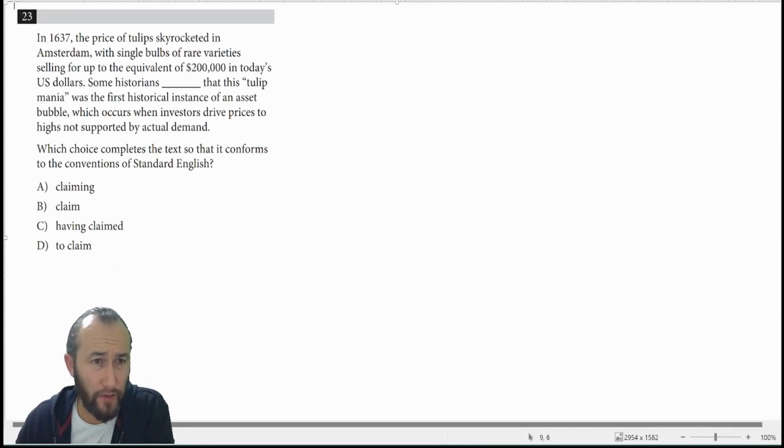As you can see here, I have extracted this question from an SAT test. It's a tense related question. I mean, look, I'm going to solve it. It's very clear. It's a tense related question, and the answer is going to be B, claim, because we need a verb here, and claiming or to claim are just verb forms. They're not tense. A and D are out. Having claimed is also a phrase. We don't have a tense form like that. So only B is acceptable because that's a present simple.